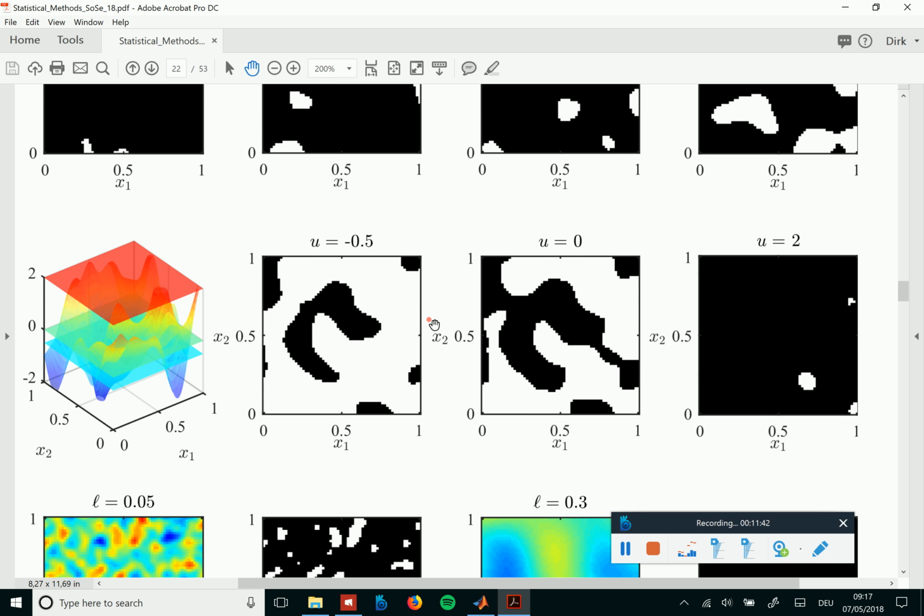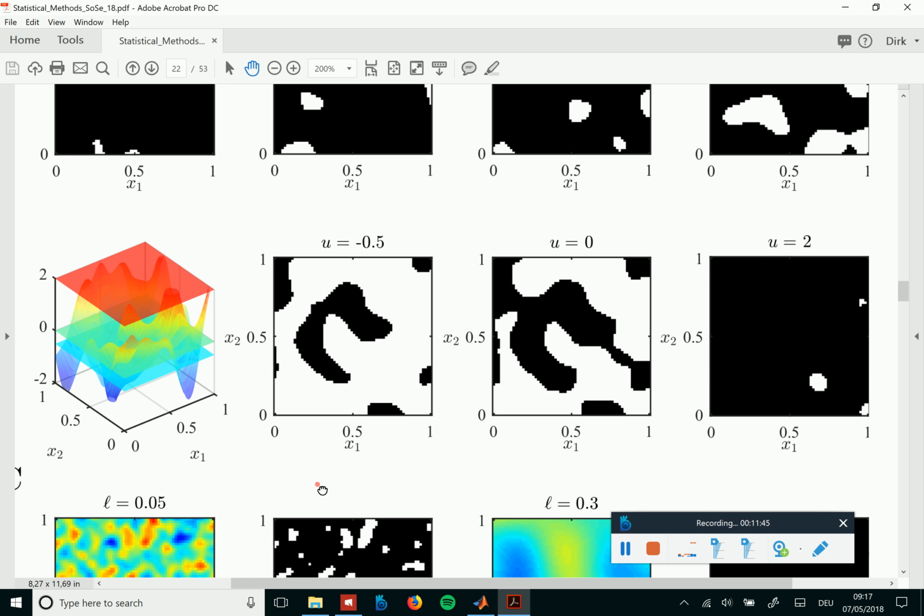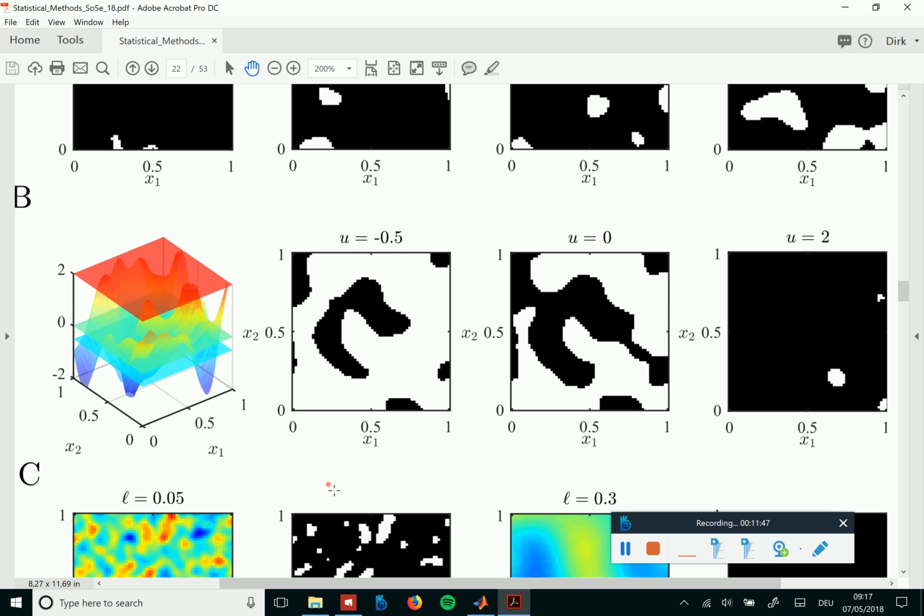So the next figure here, B, shows what happens if you increase the level. So here I have one realization. Of course, you should generalize this, that the same kind of thing happens for multiple realizations, but here I'm doing it in one realization because then it's easier to see. Here I have a number of thresholds, -0.5, 0, and 2, which are here shown as planes. So in general, I don't do these 3D plots, but here I thought I could do one. I didn't do a movie.